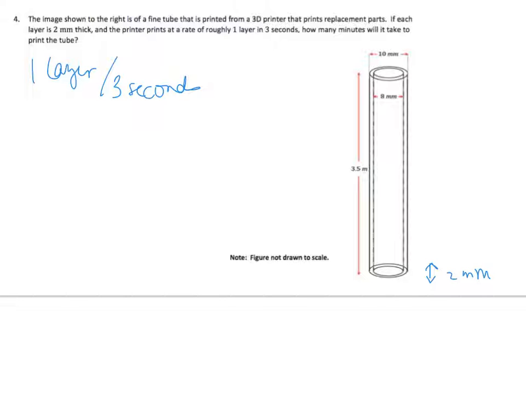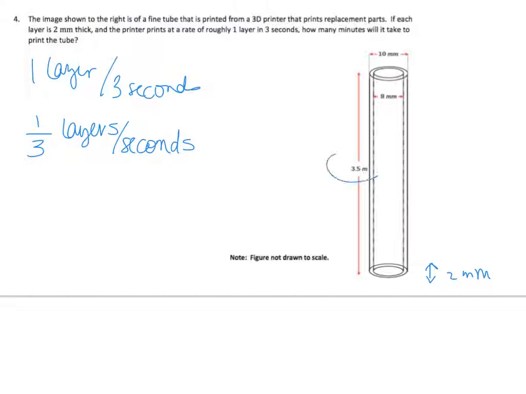So if we can do 1 layer in 3 seconds, and each layer is 2 millimeters thick, we can figure out how fast we're printing. So we're just going to go like this, 1/3 layers per second, because it's way easier to talk like that. So 1 layer over 3 seconds is the same as 1/3 layers per second.